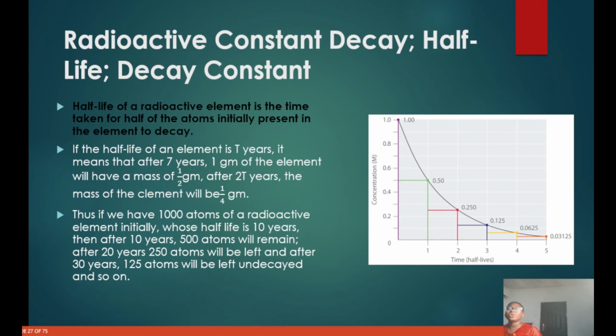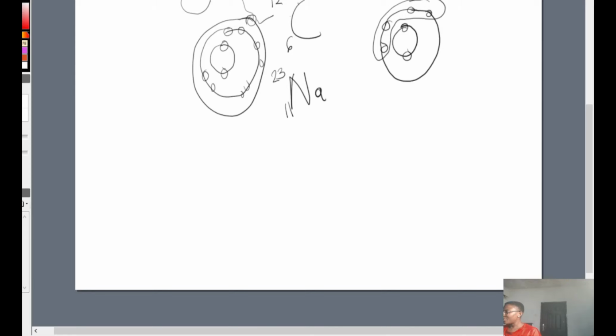Half-life of a radioactive element is the time taken for half of the atoms initially present in the element to do what? To decay. So look at this atom. It was 1000, and they told us the half-life is 10 years. Let's go to our board to check this. The element was 1000, and the half-life was 10 years. Then it means that every 10 years, half of this will have decayed.